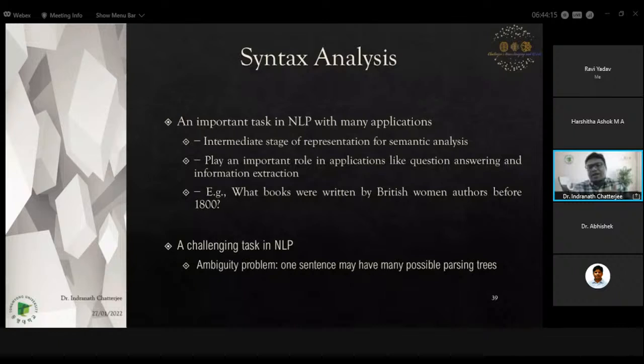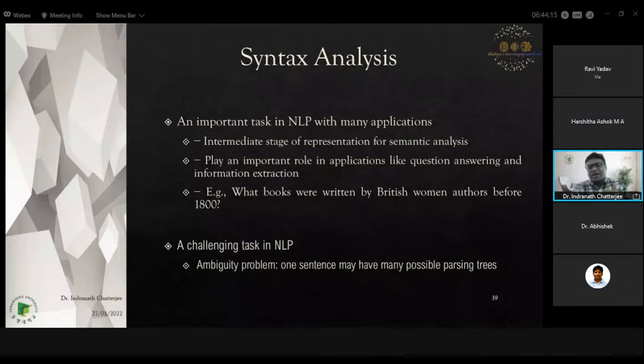For example, what books were written by the British women authors before 1800? So this sentence is very complicated. Just try to listen again. What books were written by the British women authors before 1800? Now this sentence has many questions behind it.